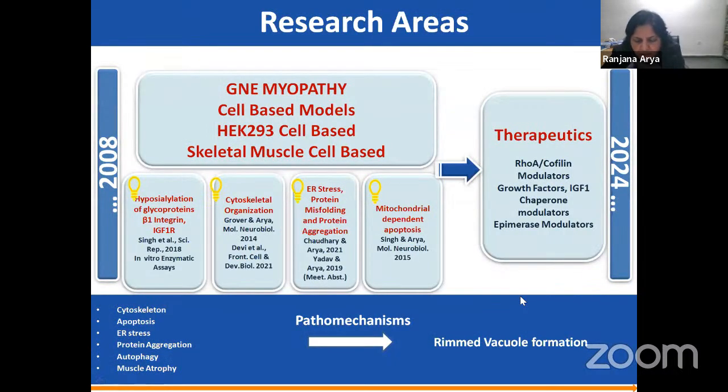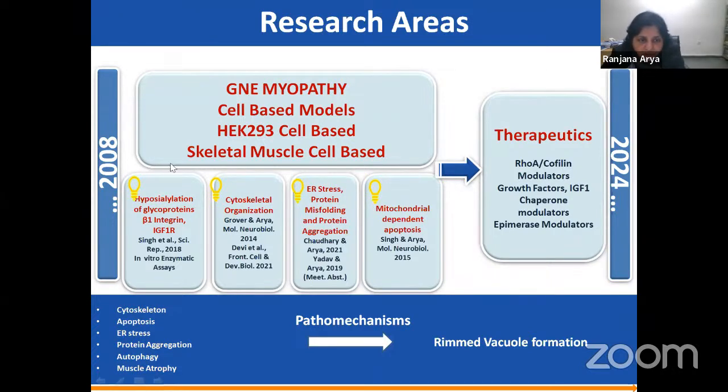My lab started working on these rare diseases, and our task was to identify whether mutations in GNE affect only sialic acid metabolism, because sialic acid supplementation in patients was only slowing down the disease progression. So the thought was, does the GNE protein affect other cellular functions, or are there alternate roles played by GNE, so that we can identify alternate drug targets and look for alternate drug molecules which could be beneficial in the long run.